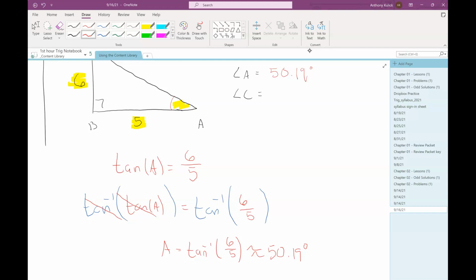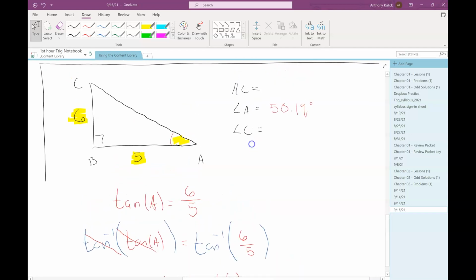Everybody's okay with that? Now, as a direct consequence, angle C is going to be easy to find. Why is that? Gabby, did you have something? Because we already know angle A. And what else do we know? Well, we also know angle B, right?